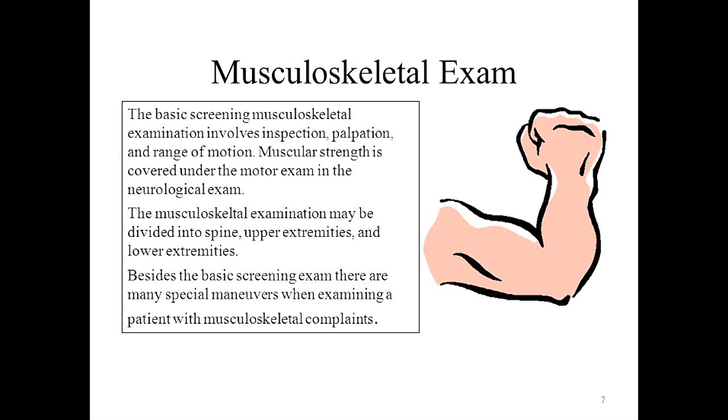Now the common conditions. The most common conditions seen in MSD are, for example, in the muscle we have strain and cramps. In the ligament we have sprains. In the bones we have osteoporosis. Then in the joints we have arthritis. In the tendon we have tendonitis. So these are the most common conditions.